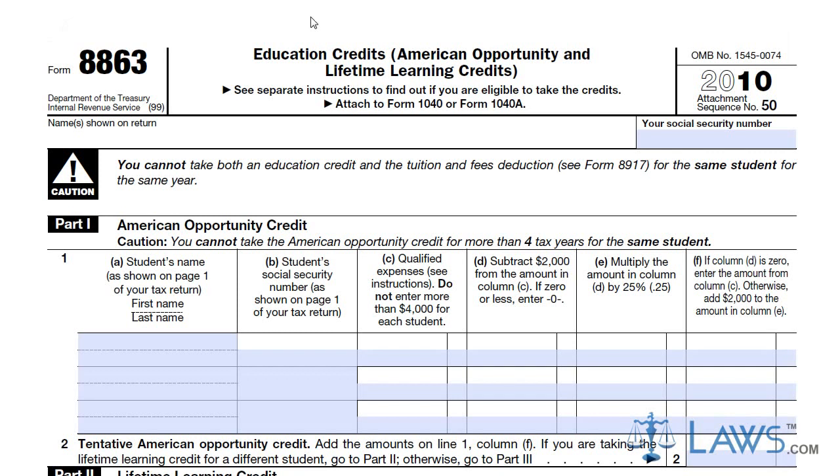First, fill out your name and social security number at the top of the form. Ensure that you are not also claiming the tuition and fees deduction with these tax credits. You may only claim one type for each tax year.